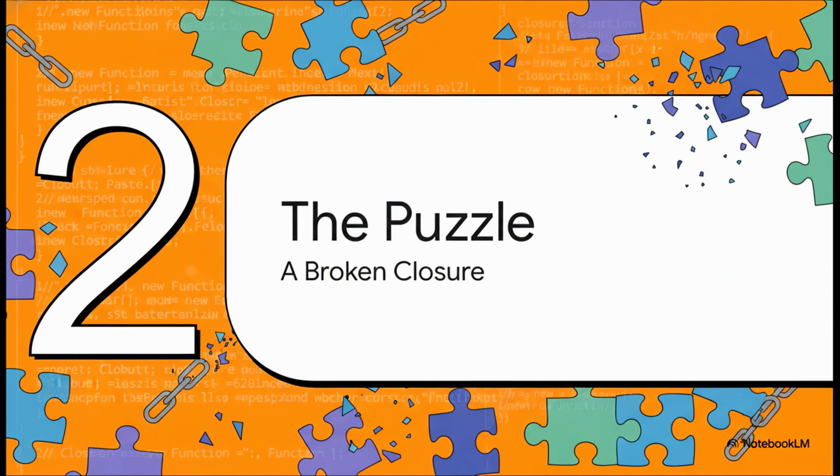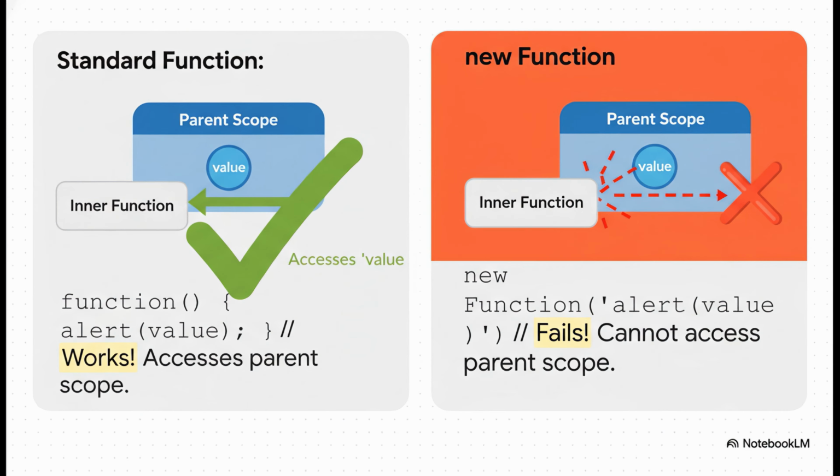We're going to look at a situation where new Function seems to completely break one of the most fundamental concepts in all of JavaScript, the closure. Okay, check this out. On the left, we've got a totally normal setup. An outer function, getFunc, declares a variable called value. The inner function can see that variable and alerts it. That's a classic closure. It works perfectly, just like we expect.